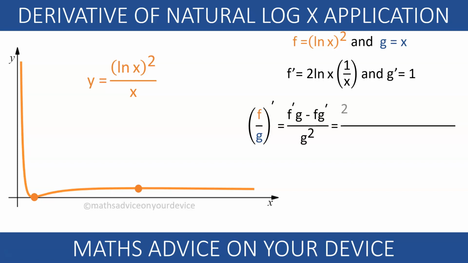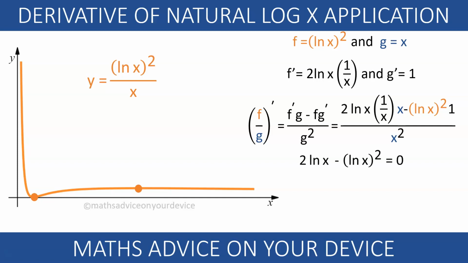We know that the quotient f over g has derivative given by the derivative of the first function times the second function minus the first function times the derivative of the second one, over the square of the function in the denominator. Now, if we want to solve that equals 0, we need to make the numerator 0.